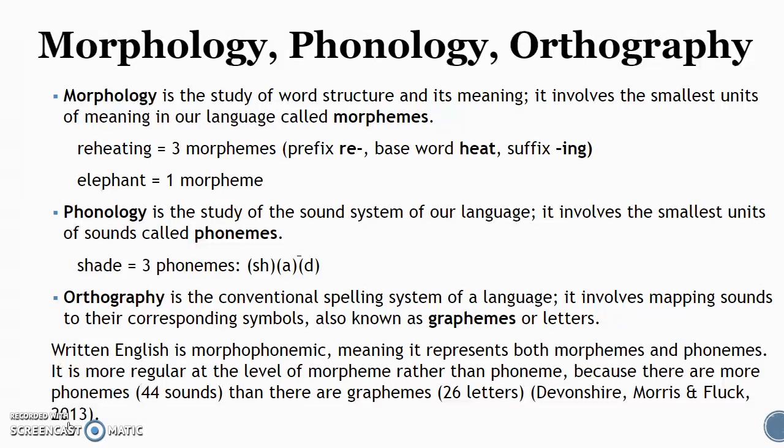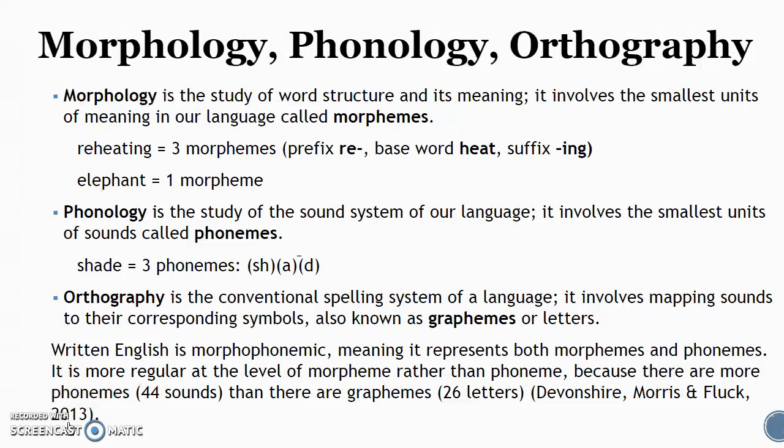Phonology is the study of the sound system of our language. It's the smallest units of sounds. We call those phonemes. In the word shade, there's 5 letters, but there's only 3 phonemes. There's only 3 sounds in that word. Orthography is the conventional spelling system of our language. It involves mapping those sounds to their corresponding symbols, which we call graphemes, also known as letters. So we will talk a little bit about morphemes, phonemes, and graphemes.